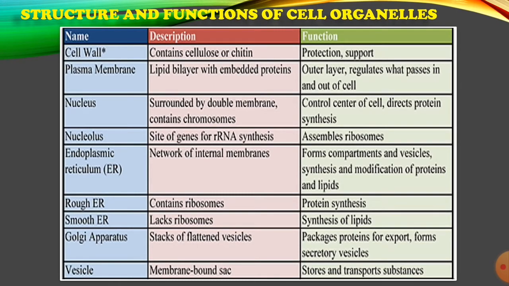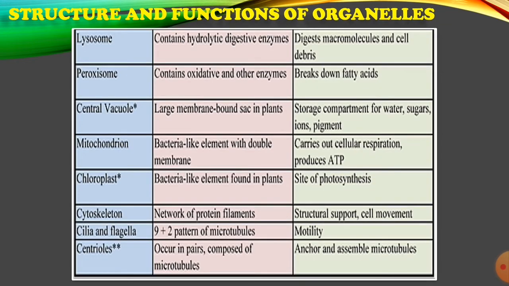We have here the table that summarizes the different cell organelles, their description, and function. We have cell wall, plasma membrane, nucleus, endoplasmic reticulum, rough and smooth endoplasmic reticulum, Golgi apparatus, vesicle, lysosome, peroxisome, central vacuole, mitochondrion, chloroplast, cytoskeleton, cilia and flagella, centrioles.